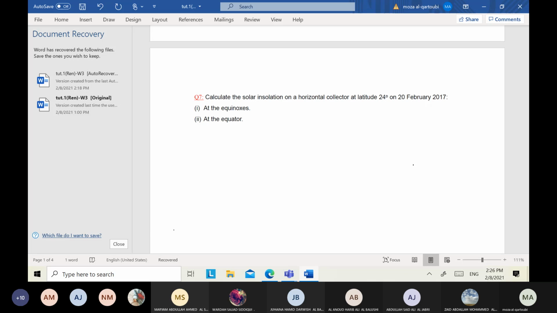Solar insolation is given like this, P, where this value is in watt per meter square. This is the solar insolation. If asked to find the solar insolation, that means the power density. For a horizontal collector, we have 3 types of insolation: a sun tracking surface, a stationary surface, or a horizontal surface collector.